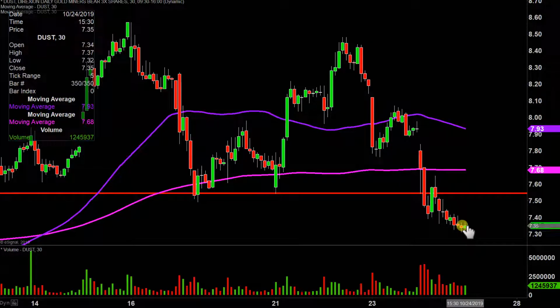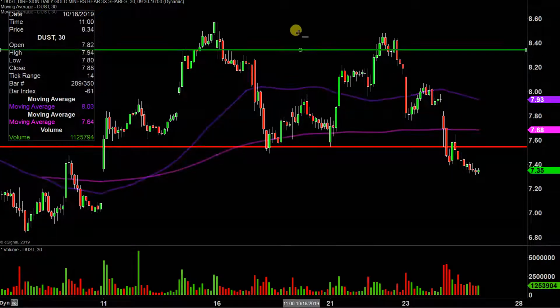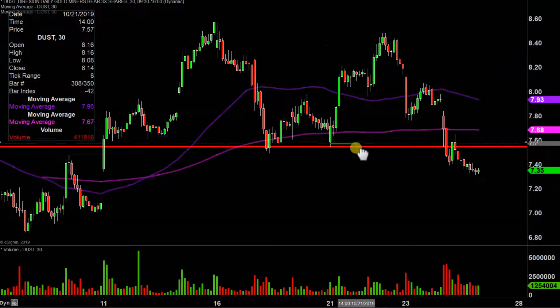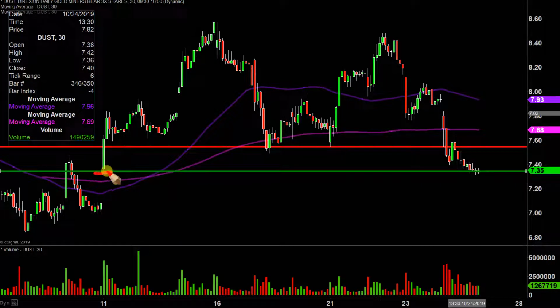That also brings up a very valid question: is this the start of something bigger? Because this was an important level, and that level has been violated. So, are things going to get that much worse? A very revealing level in regards to that is where the price is currently hovering, and that is right here at $7.35. That is right where the price has bounced from before.